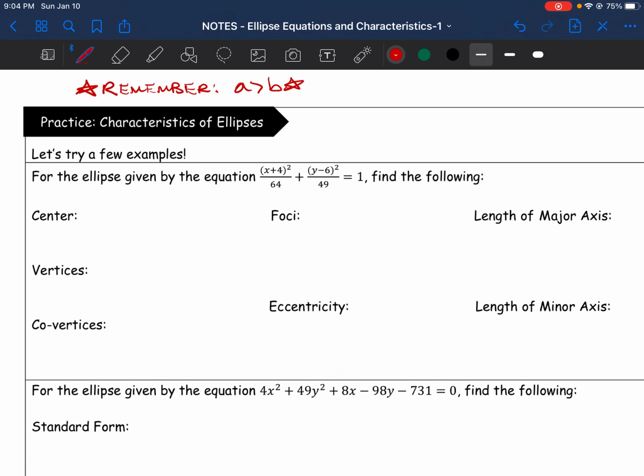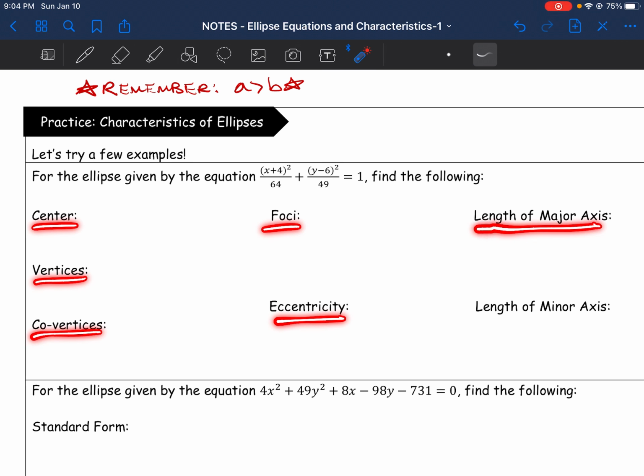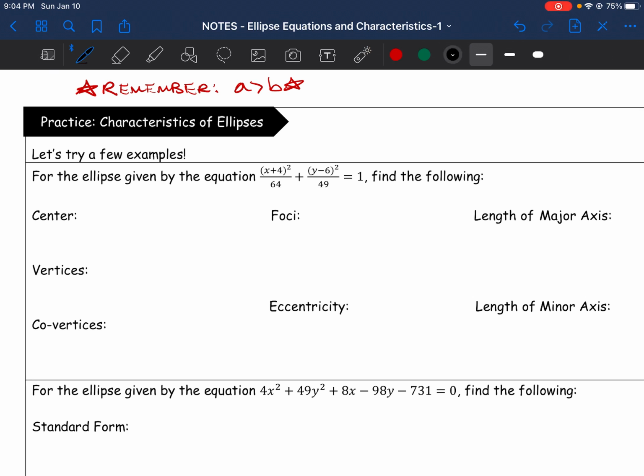And let's go ahead and look at our first example. For the ellipse given by this equation, we want to find all the following: the center, the vertices, the covertices, the foci, the eccentricity, the length of the major axis, and the length of the minor axis. We know that for a lot of these equations, we're going to need to know the A term, the B term, and the C term. So that's typically how I start these problems.